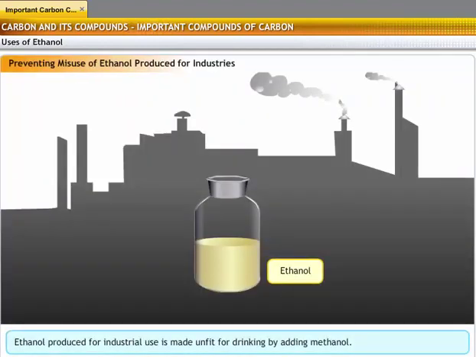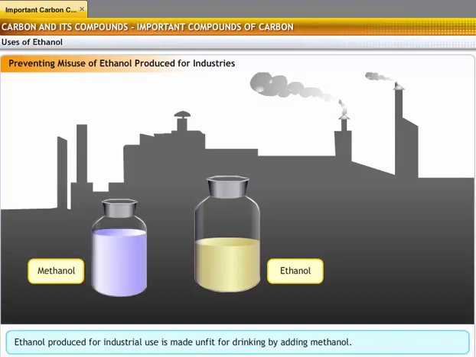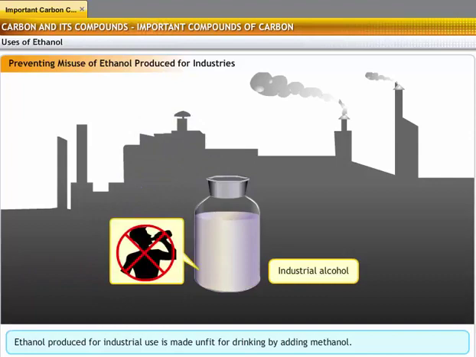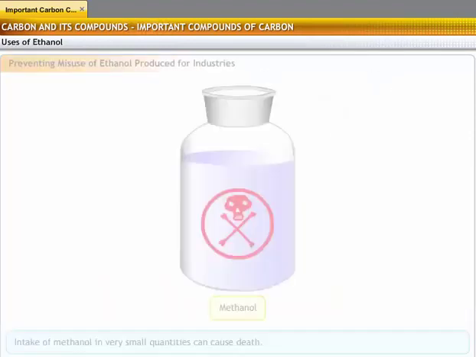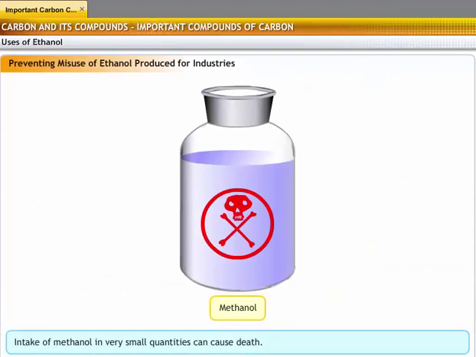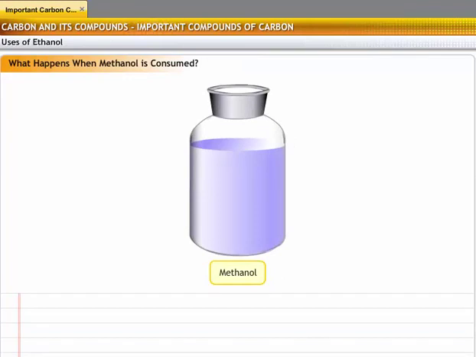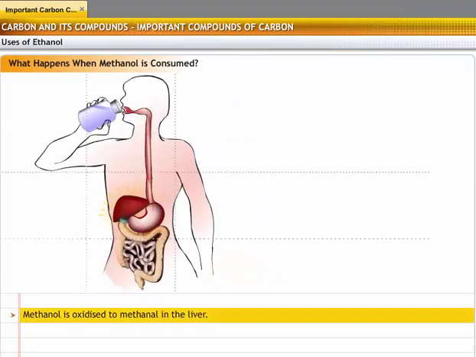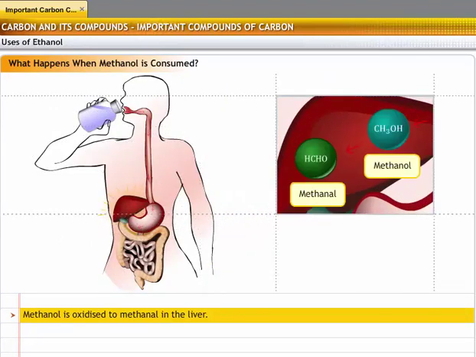Ethanol, which is widely used by industries today, is being misused by the general public. To prevent the misuse of ethanol and to make it unfit for drinking, methanol is added. Methanol is poisonous, and unlike ethanol, the consumption of methanol in very small quantities can cause death. Here is what happens when someone consumes methanol. Methanol gets oxidized to methanal in the liver.